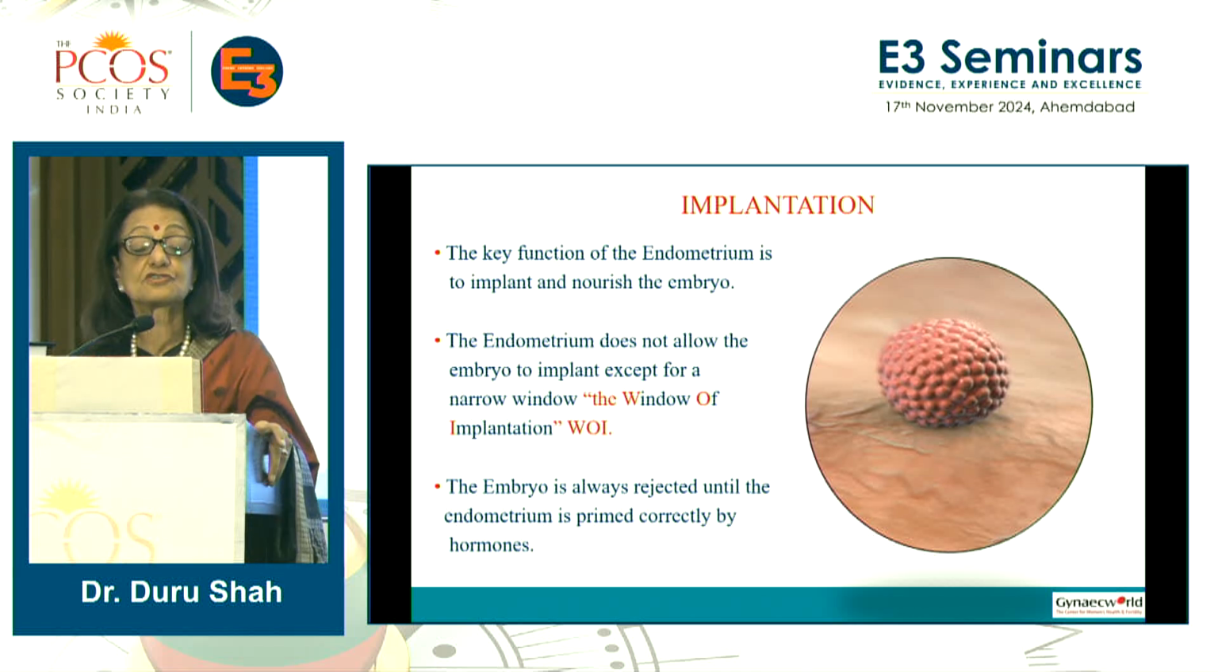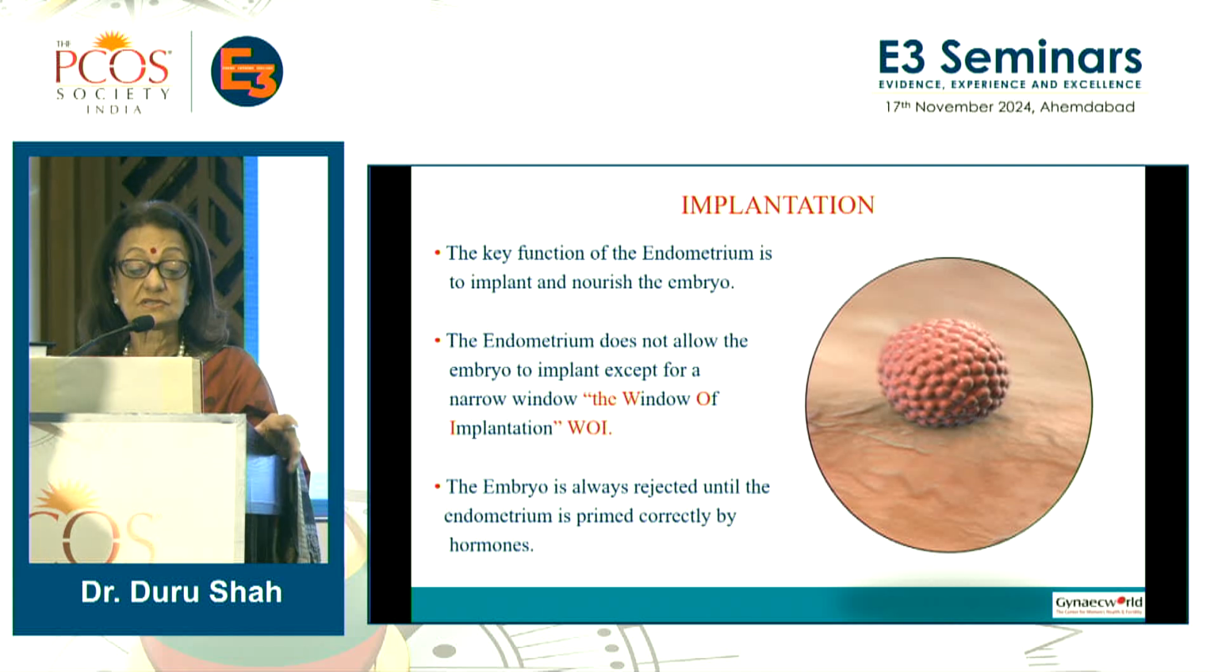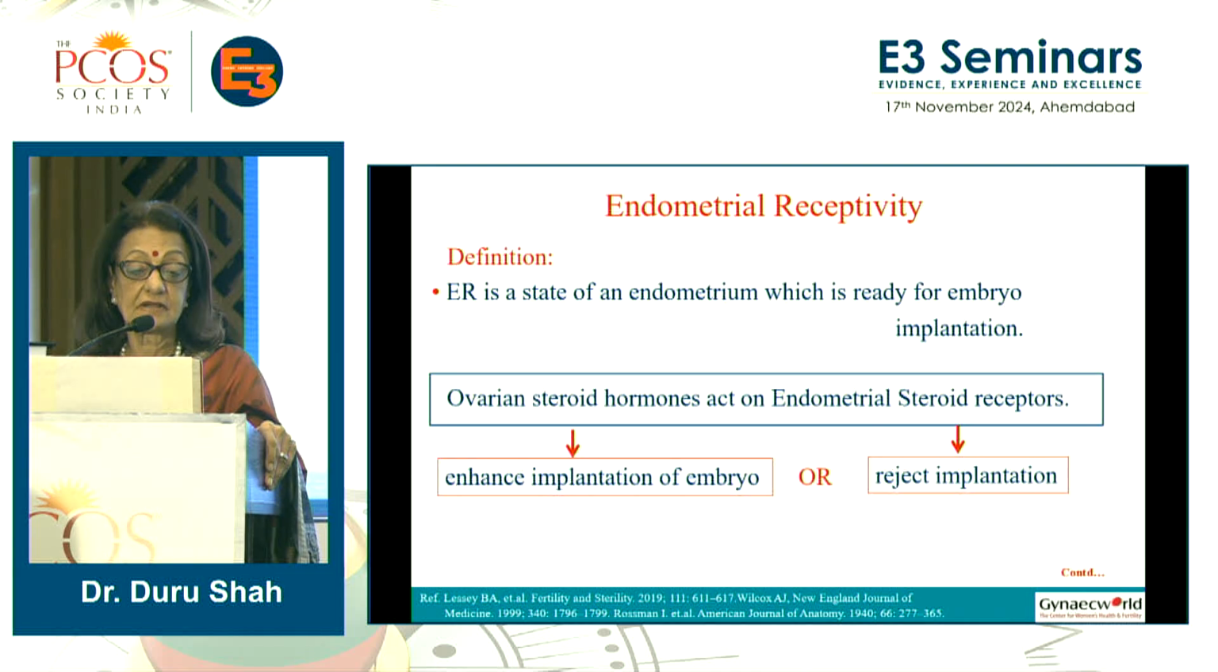the key function of the endometrium is to implant and nourish the embryo, and the endometrium does not allow the embryo to implant except in a very narrow window of implantation, which is about 4 to 5 days in the menstrual cycle. The embryo is always rejected until the endometrium is primed correctly by hormones.